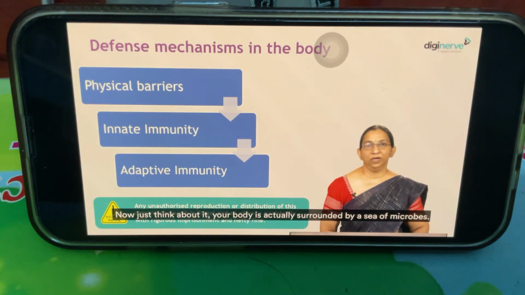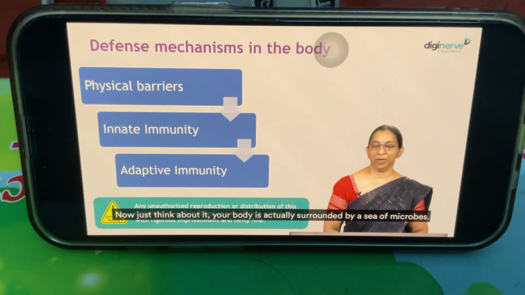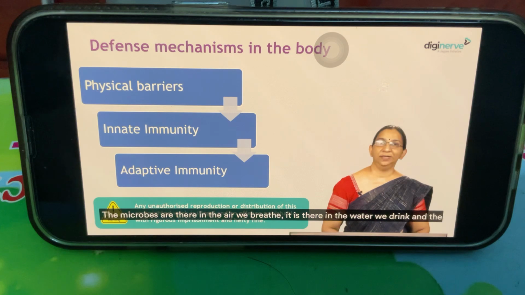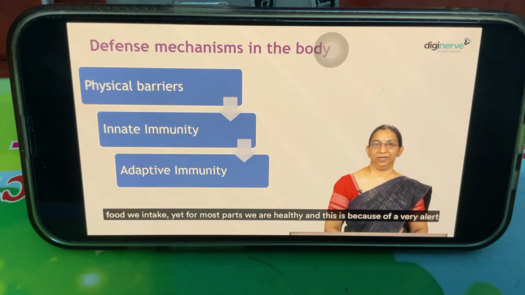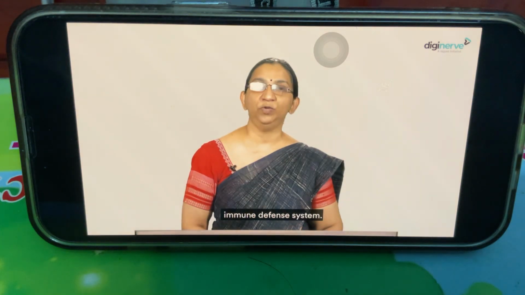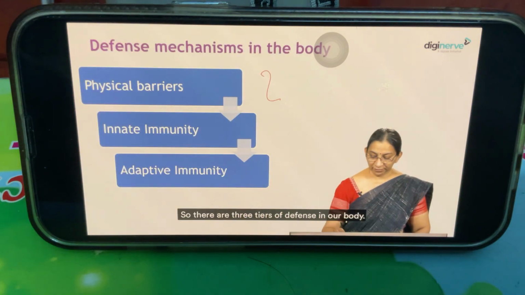Now just think about it. Your body is actually surrounded by a sea of microbes. The microbes are there in the air we breathe, in the water we drink, and the food we intake. Yet, for the most part, we are healthy. And this is because of a very alert immune defense system. So there are three tiers of defense in our body.